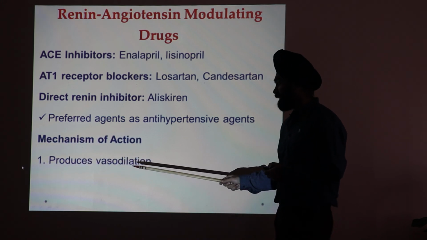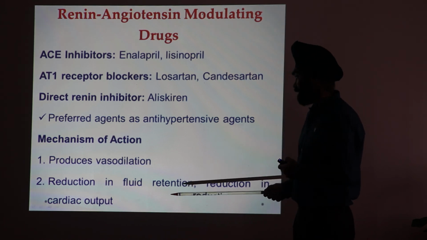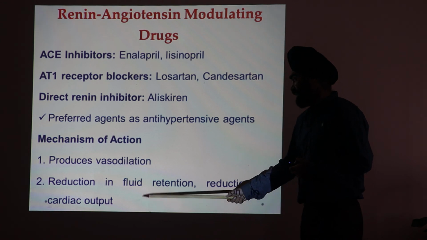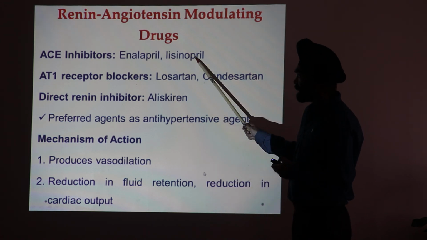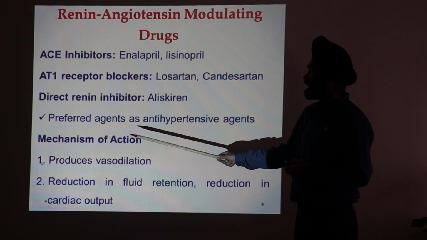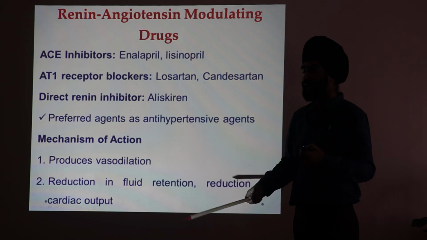Mechanism of action: they produce vasodilation because angiotensin produces vasoconstriction. They reduce fluid retention and reduce the cardiac output. Again, I am not telling the full mechanism. Just go and click the link related to the renin-angiotensin system. You will see the whole mechanism related to hypertension.